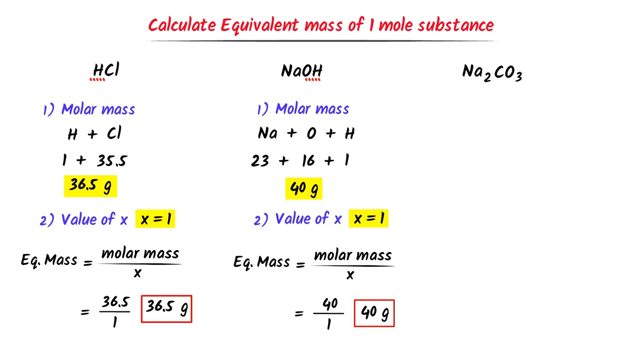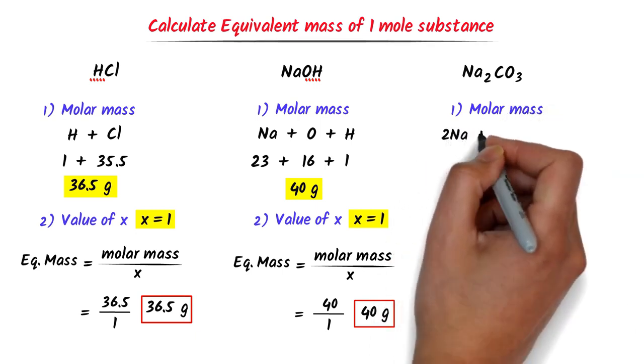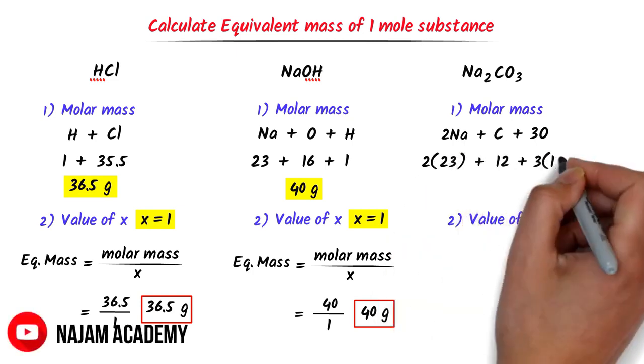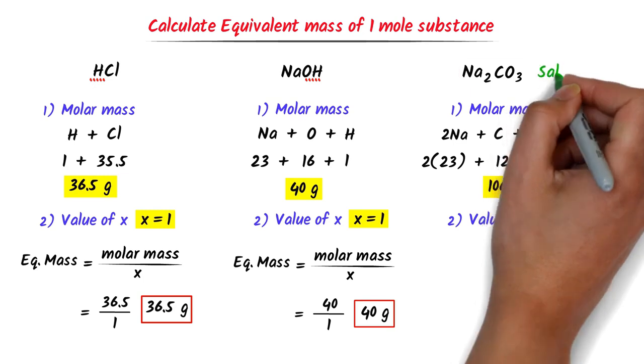So the equivalent mass of sodium hydroxide is 40 gram. In case of sodium carbonate, there are 2 atoms of sodium, 1 atom of carbon, and 3 atoms of oxygen present in it. The molar mass of sodium is 23 gram, that of carbon is 12 gram, and that of oxygen is 16 gram. I get 106 gram. Now here, there is no hydrogen ion and no hydroxide ion. So it is a salt.